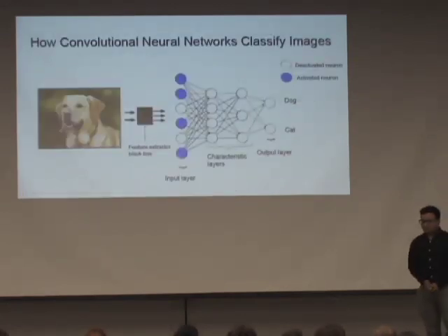So let's take a look and see how convolutional neural networks classify images. Here we have a simple classification task. Is this a dog or a cat? For us, it's very easy to tell. It's a dog, but for a computer, it requires a complex analyzing process.